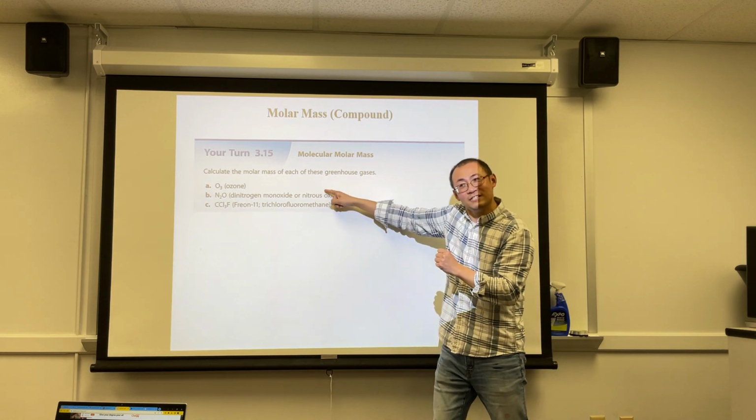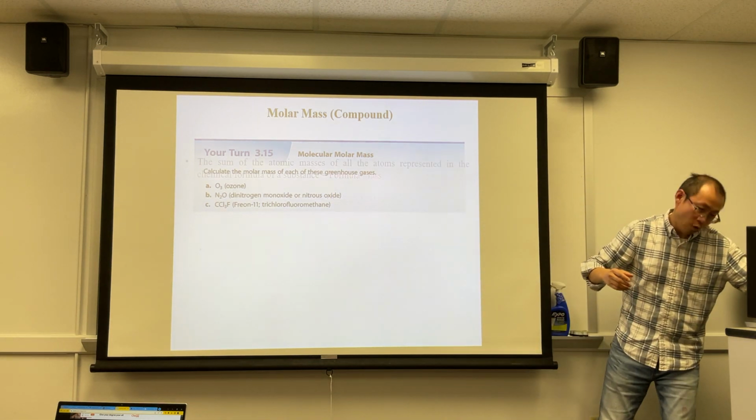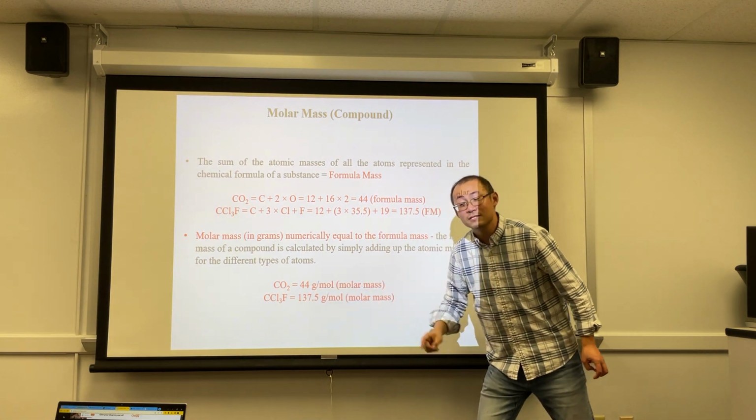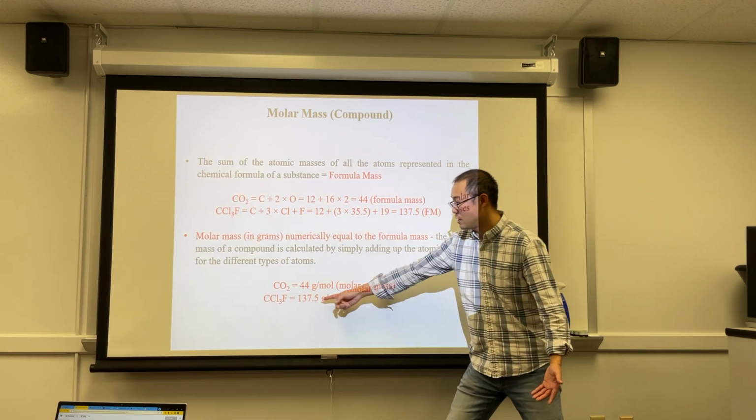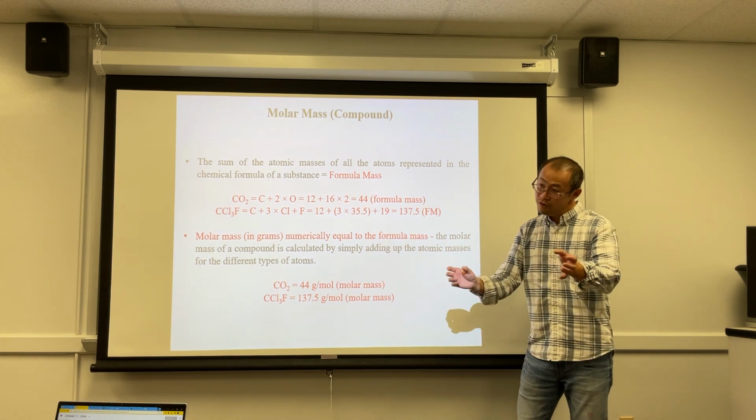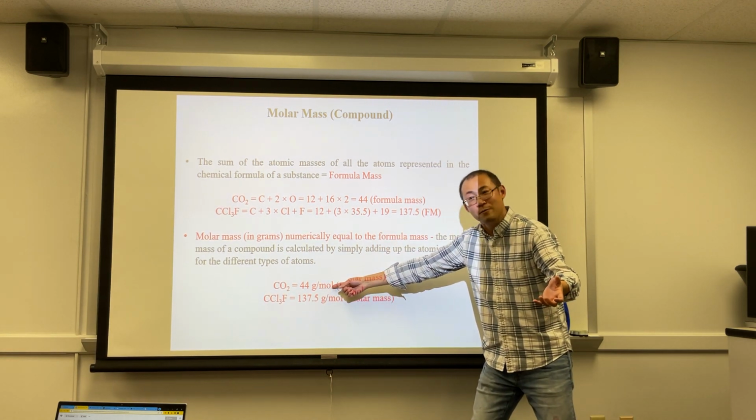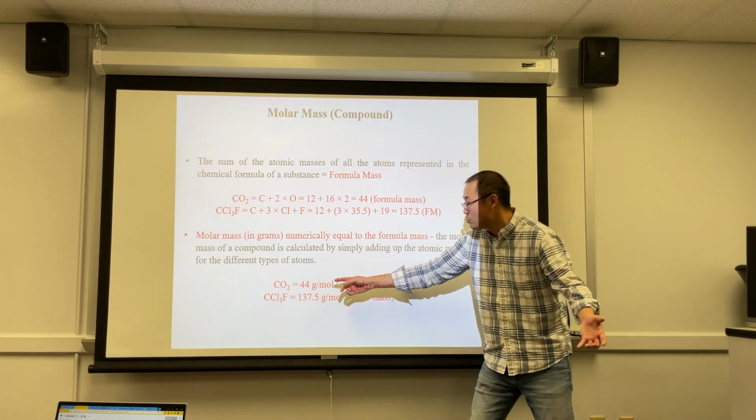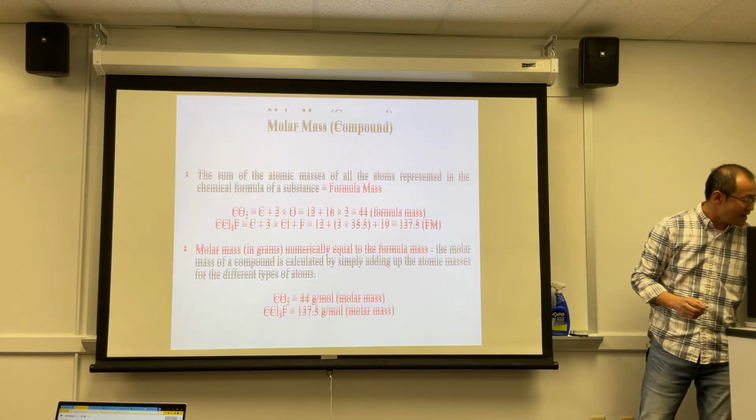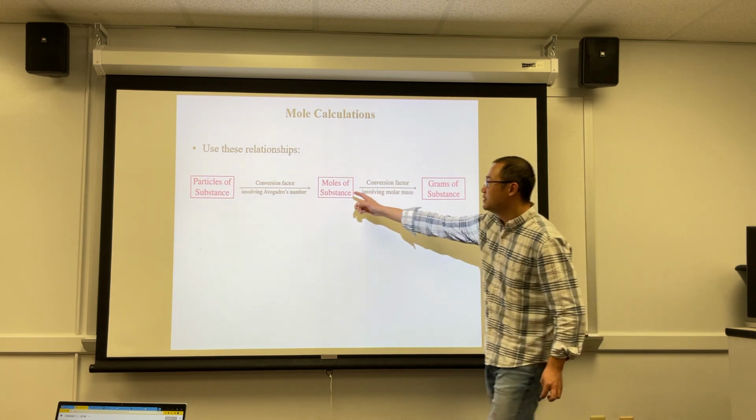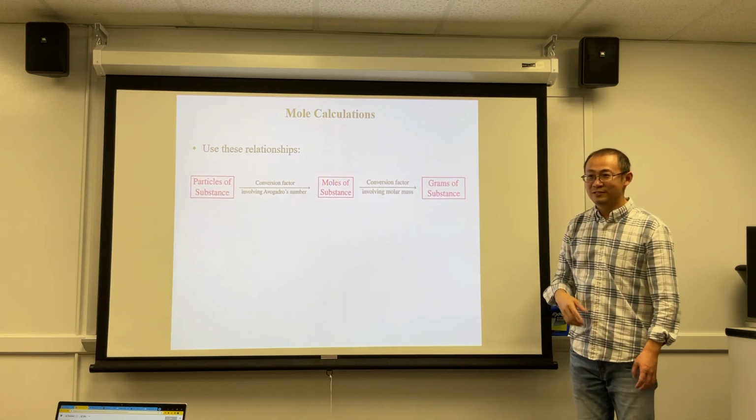And what's the unit for molar mass? Grams per mole. That means mole is also related to grams. For carbon dioxide, one mole is 44 grams. For this one, one mole is 137.5 grams. If I ask you how many grams is 2 moles, it is 88 grams, because 1 mole is 44, so 2 moles is 88. So mole is related to both the number and grams. Do you see why we invented this?